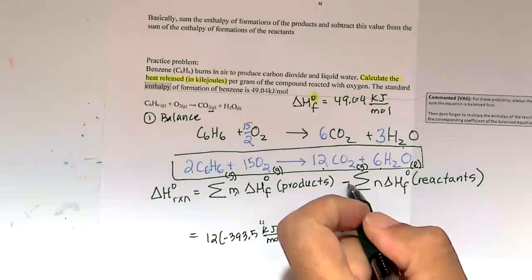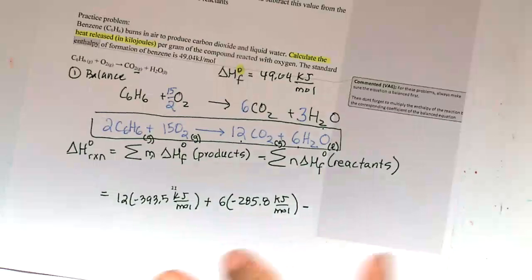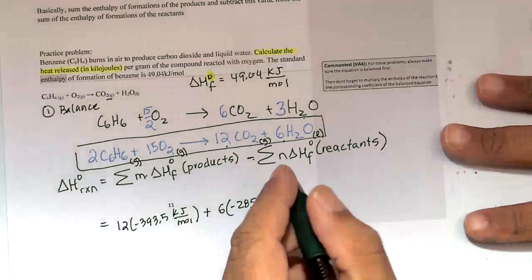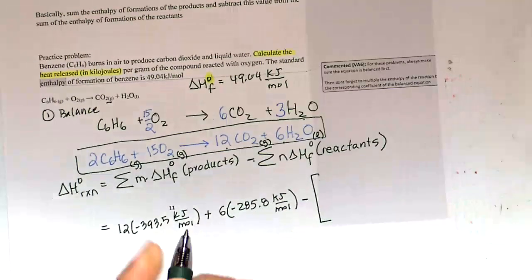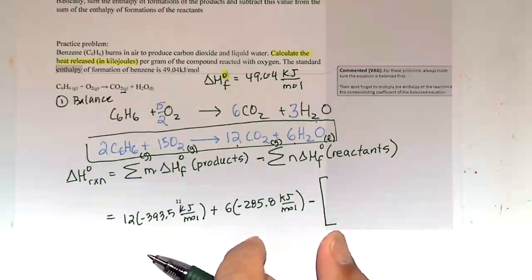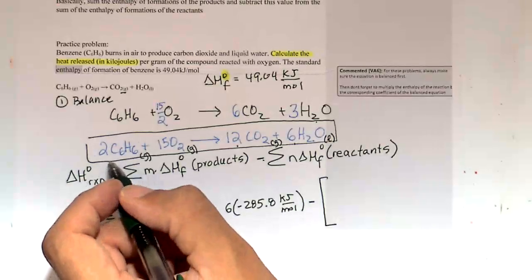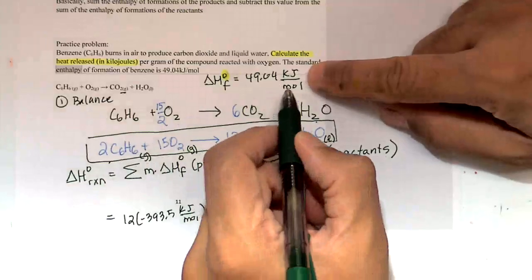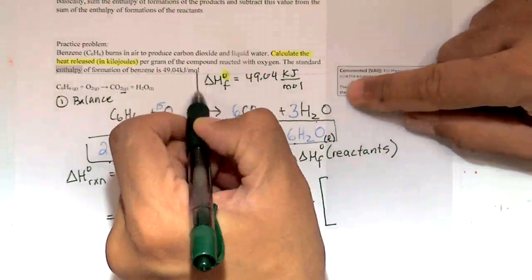Okay, so then minus, here's our minus. I want you to put a big bracket. Now we got our products. Let's do the reactants. What is one of our reactants? Benzene. So this is for 1 mole of benzene.